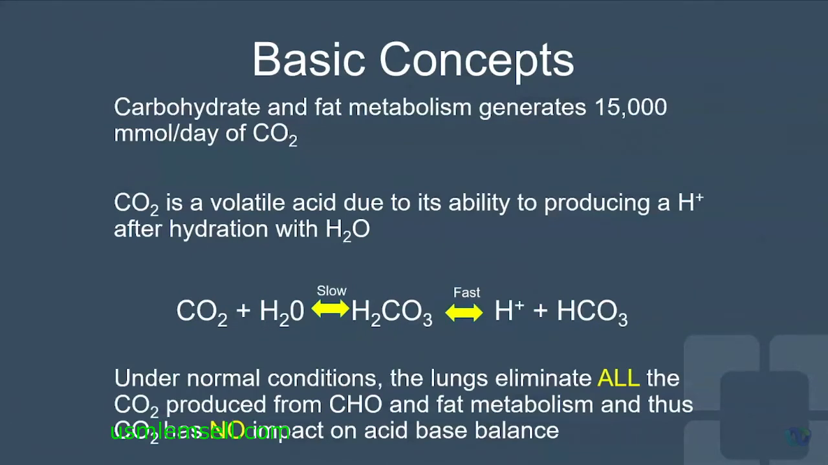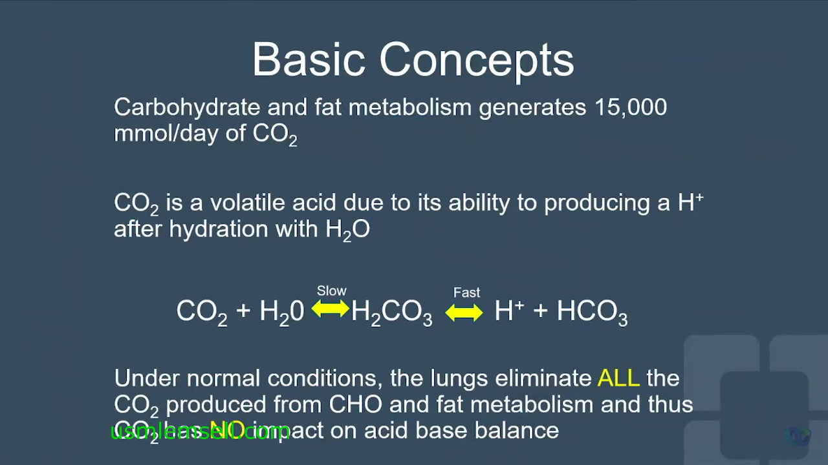So, understanding some basic concepts. Carbohydrate and fat metabolism generates about 50,000 millimoles per day of carbon dioxide, which is a volatile acid due to its ability to produce a hydrogen ion after hydration with water. Once you have carbon dioxide with water, you form carbonic acid, which then breaks down quickly into a proton and a bicarbonate. Under normal conditions, the lungs will eliminate all the carbon dioxide produced from carbohydrate and fat metabolism, and thus carbon dioxide has no impact on acid-base balance.